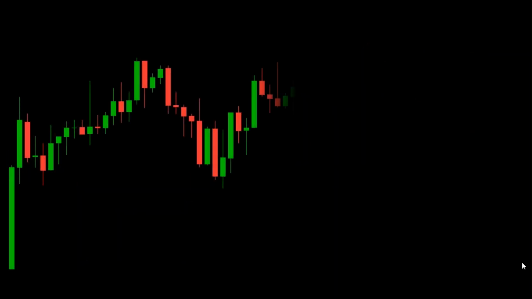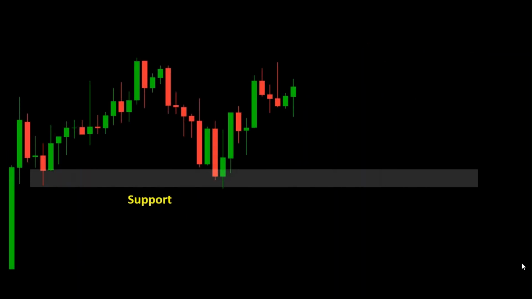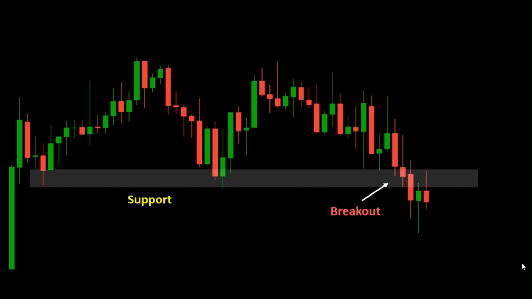In this example, a support level is formed, and the price breaks below that support level. The breakout appears to be confirmed when candles close below the support line. However, the following candles quickly re-enter the area above the support level. This indicates that the breakout was false, a classic fakeout. In such uncertain situations, it's best to avoid entering any positions, as the price action lacks clear direction and reliability.